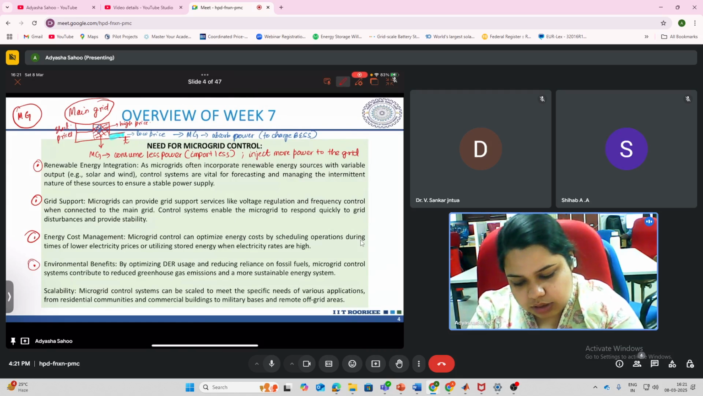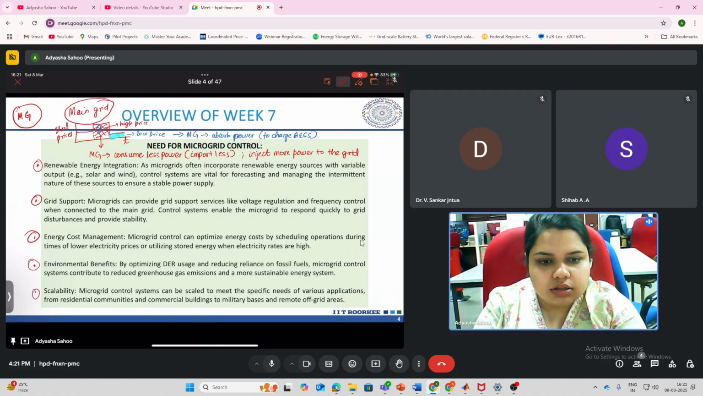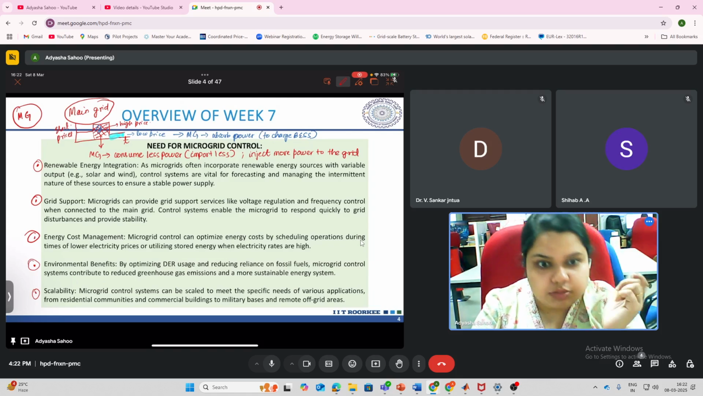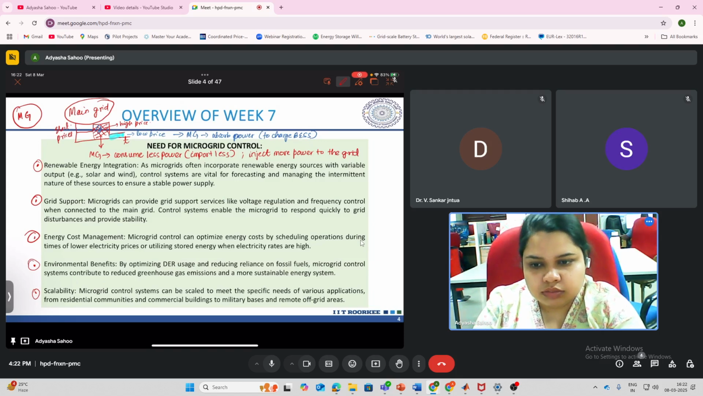Then scalability. These microgrids are highly relevant in remote or off-grid applications such as hilly terrains and maybe for military purposes or in deserts, where you don't have transmission lines installed in those areas. So in those cases, islanded microgrid type of operation is more favorable.